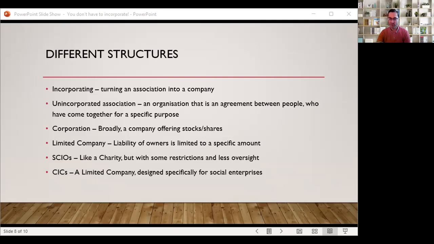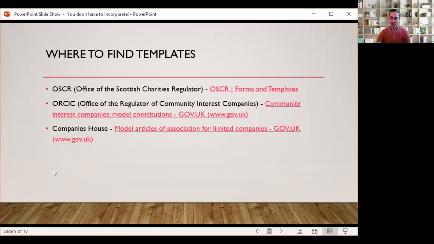So there you go, brief overview. So what next? Where to find constitution templates? There are many places to find these. A simple Google search would throw up a hoard. I suggest starting in 3 places. OSCR, which has several different templates for you to download, from associations through to SCIOs and up to charities, and you can find that at their address.